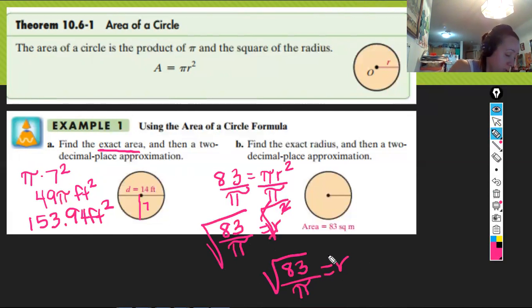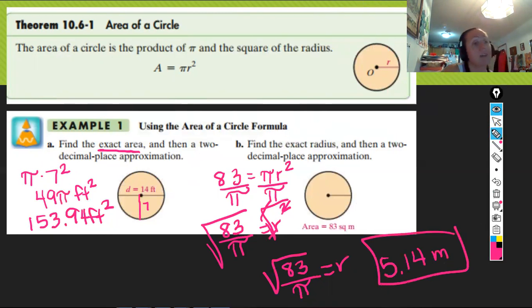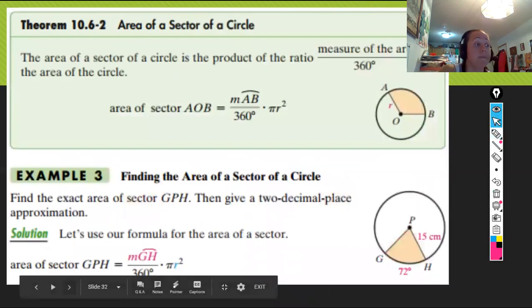But if I would do the 2 decimal approximation, 83 divided by pi and then square rooted, you get 5.14 meters is my radius. So again, we're just following the formula, that's all.